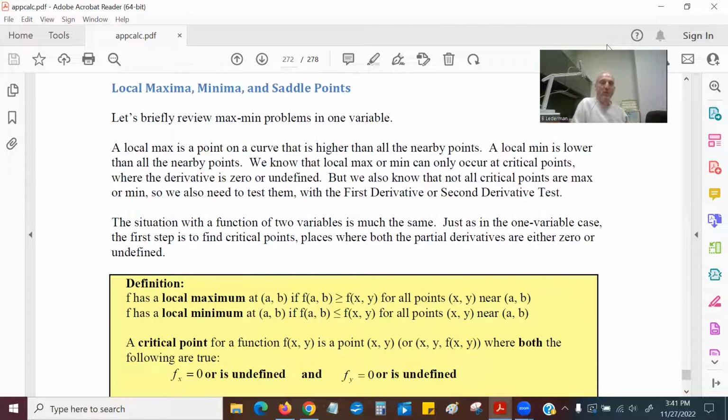Until now, when dealing with functions of one variable, we used the first derivative test, the second derivative test, and so on. Now we're going to look at functions of two variables, which takes place in three-dimensional space. When you graph it, it's a graph in three-dimensional space. What we're going to find is that the ideas we learned for functions of one variable are still going to hold.